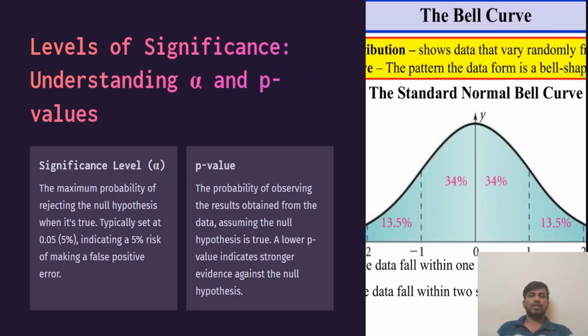Level of significance, understanding alpha and p-value. Significance level: the maximum probability of rejecting the null hypothesis when it is true, typically set at 0.05, which indicates a 5% risk of making a false positive error. P-value: the probability of observing the result obtained from the data assuming the null hypothesis is true. A lower p-value indicates strong evidence against the null hypothesis.